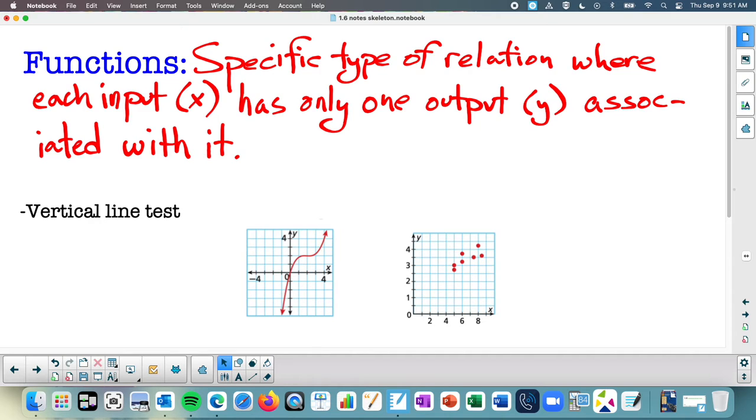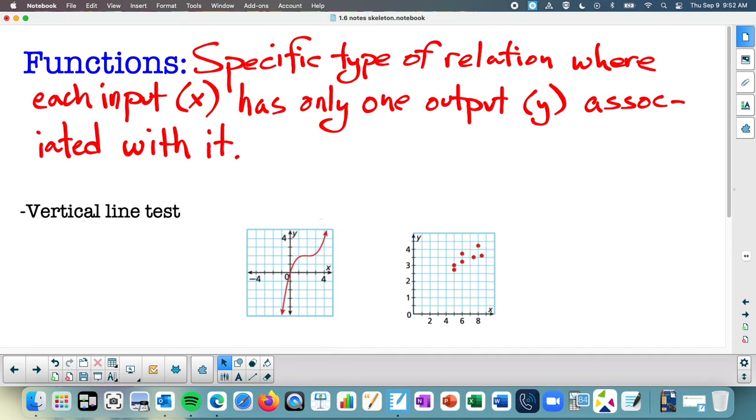And functions, I know I mentioned x's and y's. Input and output is definitely the more preferred language for it, because functions is more than just numbers. If anybody here is interested in computer programming, computer programming languages are built on functions.